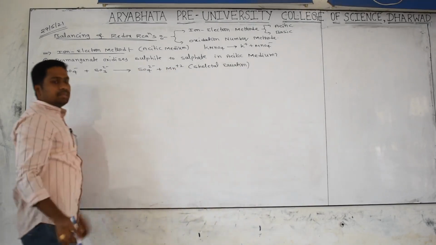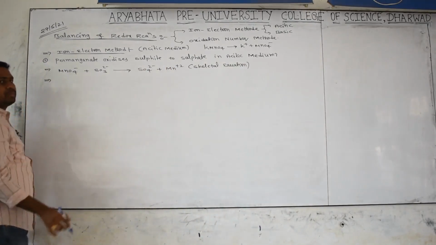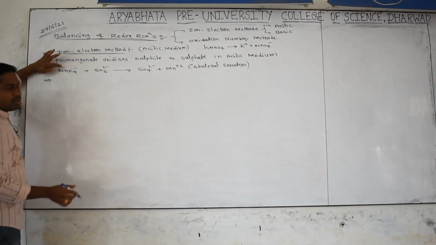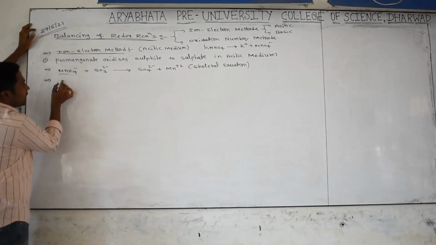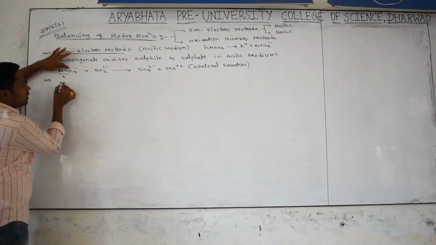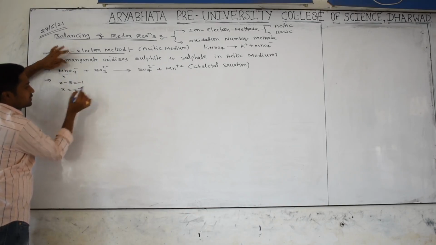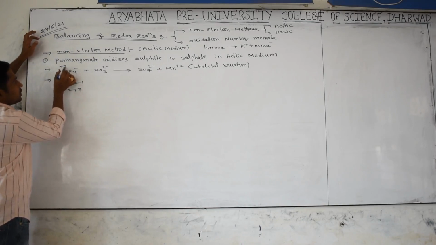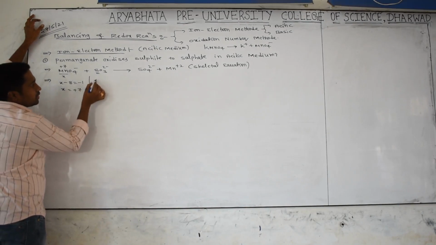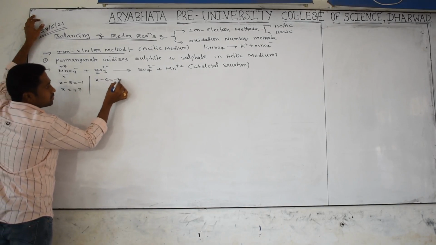Okay, next step: we write down the oxidation number of each and every constituent particle in the skeletal equation. What is the oxidation number of manganese here? Take it as X. There are 4 oxygens: 4 times minus 2 is minus 8, and the total is minus 1. Then X is plus 7. So the manganese oxidation number is plus 7. For sulfur, take it as X, and 3 times minus 2 is minus 6, equal to minus 2.